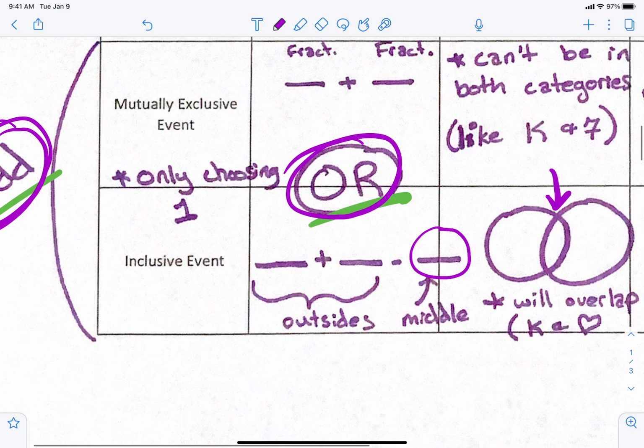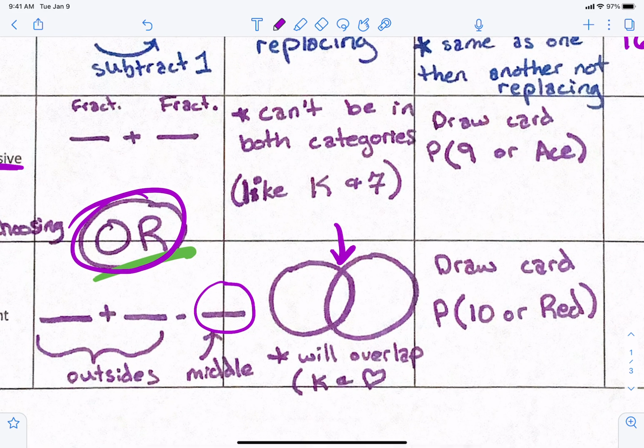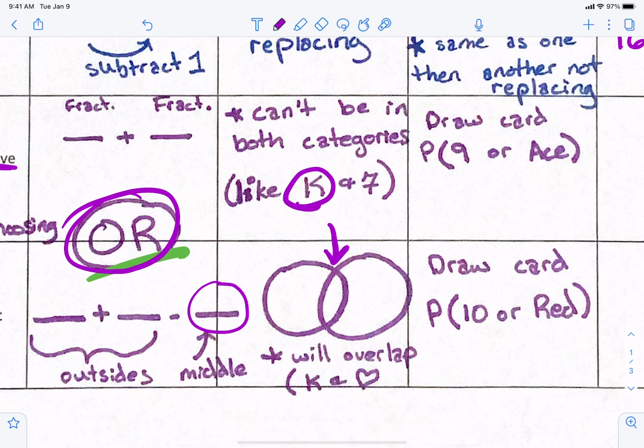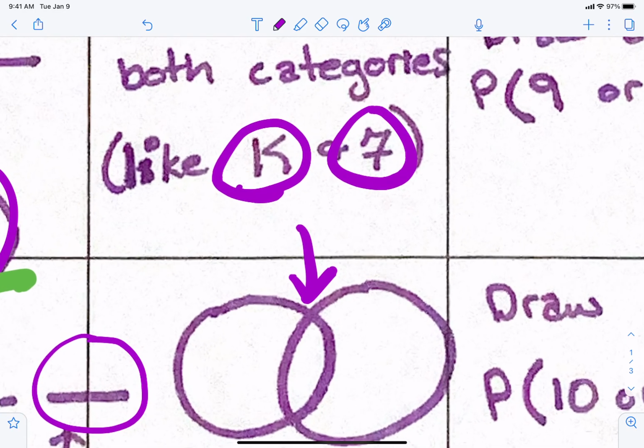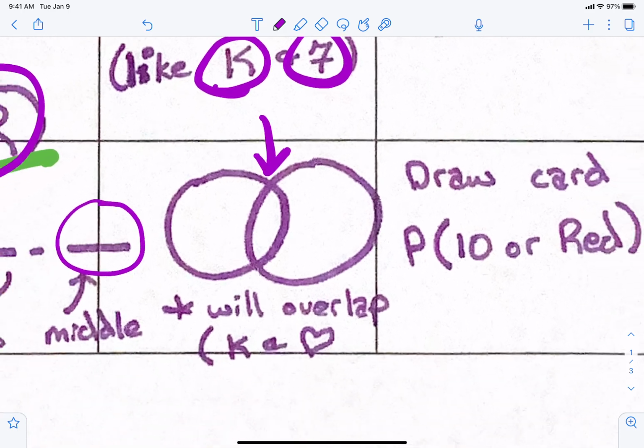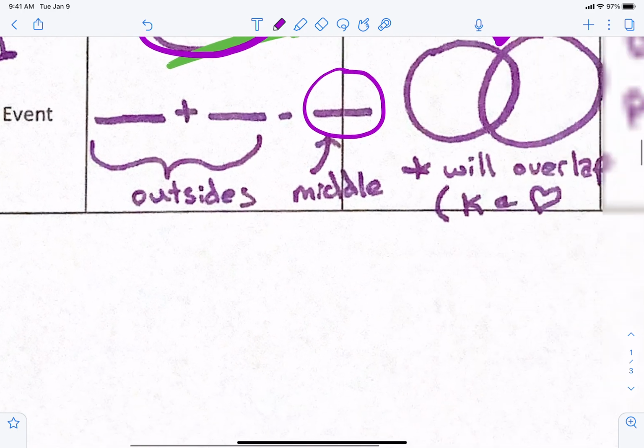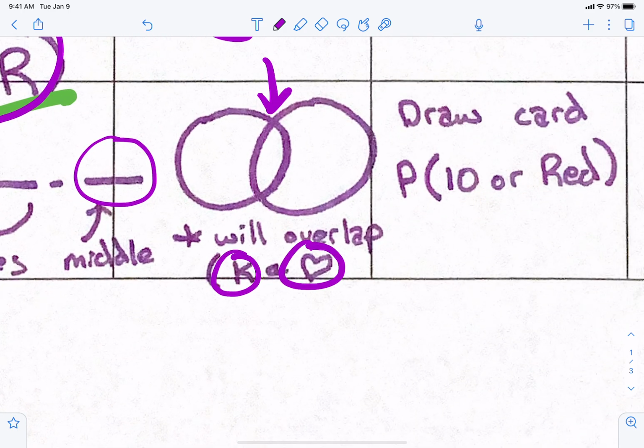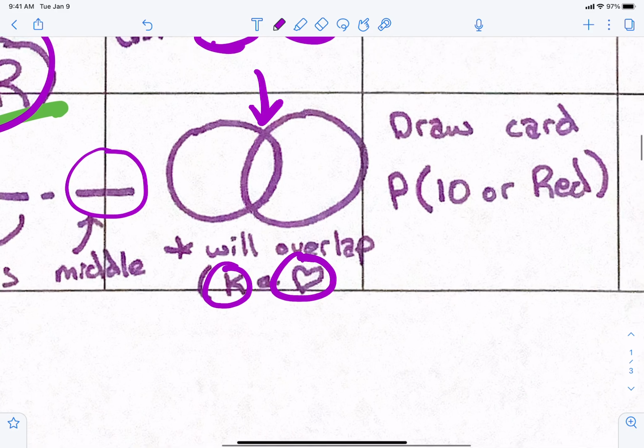Sometimes there will not be a middle if they are exclusive events, like having a junior and a senior. You can't be a junior and a senior at the same time, so there's nothing to subtract out, all right? Can't be in both categories. If I have a king and a 7, there is no card that is both a king and a 7 at the same time. But for inclusive events, I have cards that are kings and hearts at the same time. So I have to subtract those cards out when I add those categories together, okay?